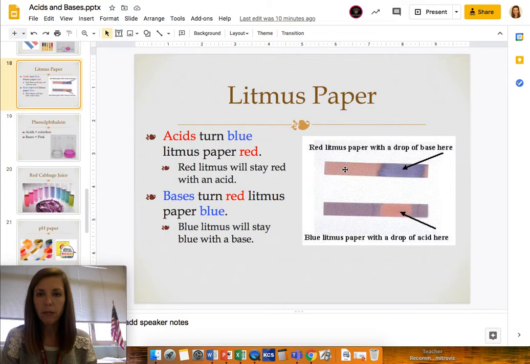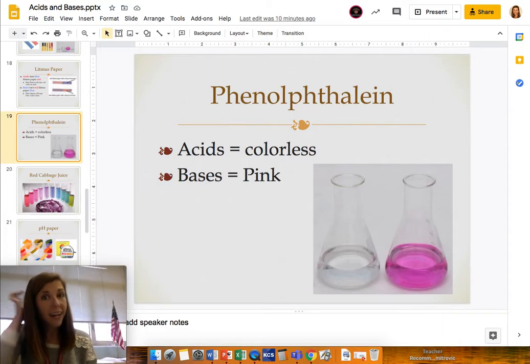So if I have blue litmus paper and it turns red, that's an acid. If I have red litmus paper and it turns blue, that's a base. Another indicator that we use a lot is called phenolphthalein. Super fun to have a pH-TH combination there in the middle of that word. So it's phenol and then phthalein.